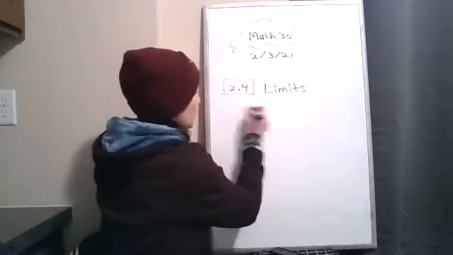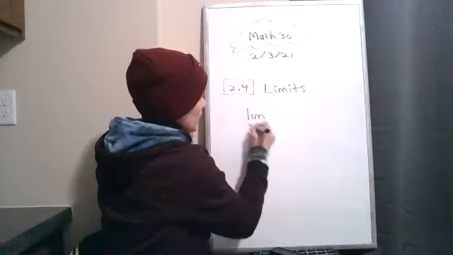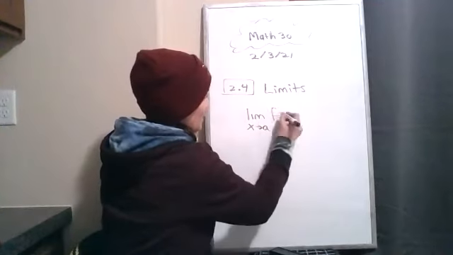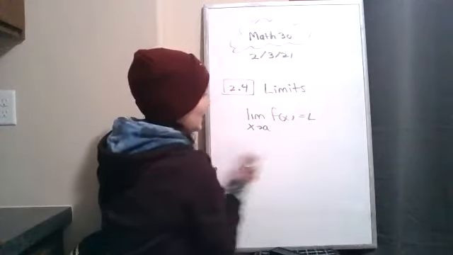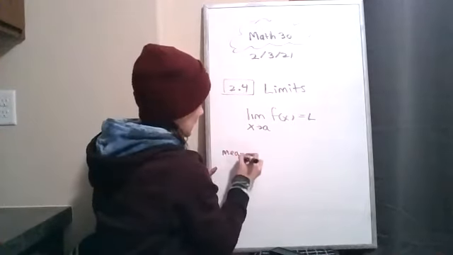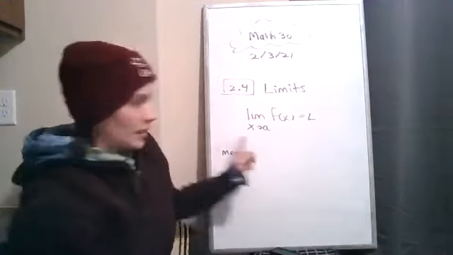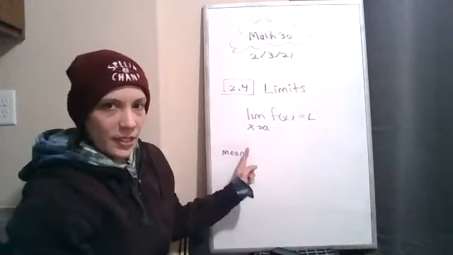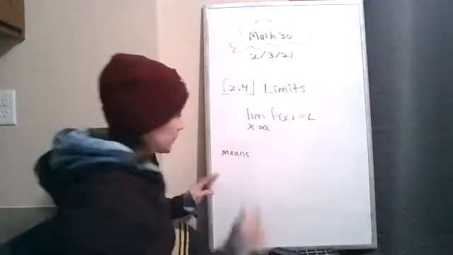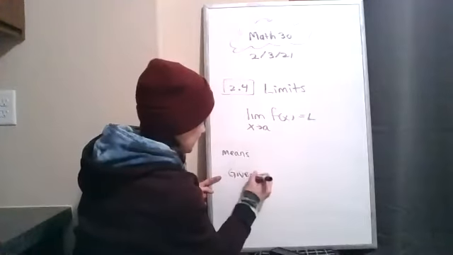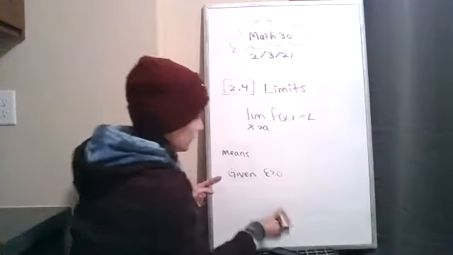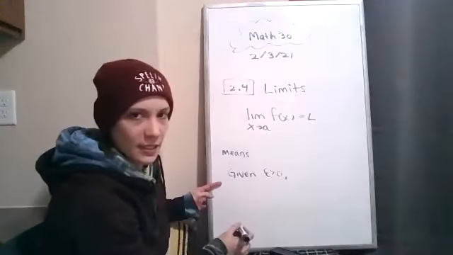So when you have the limit of x going to a, f of x equal to L, given epsilon greater than 0, there exists delta greater than 0.